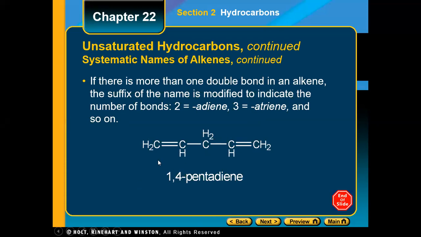You have 1, 2, 3, 4, 5 carbons in this chain, and you have two double bonds. One of them is located here, the other one is located here. If that's the case, it doesn't matter where you start, because you could start counting here or here. They both are at the same distance from the end. So we just start from what is more comfortable to us, from here, and we will have one double bond here, and the next one is in the fourth carbon. So we have 1,4 pentadiene. Notice that this suffix has been added, "adiene".